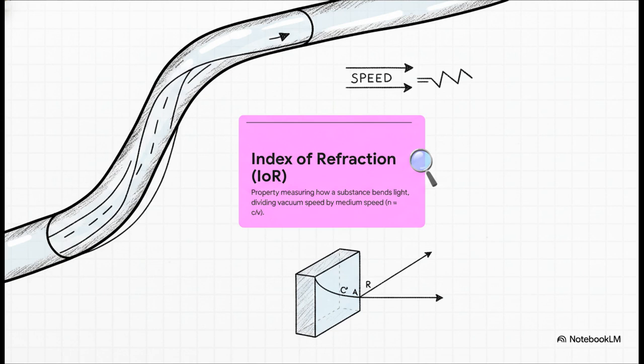It tells us exactly how much a substance bends, or refracts, light. The equation is n equals c over v, which simply means you take the speed of light in a perfect vacuum and divide it by the speed of light pushing through a specific material.